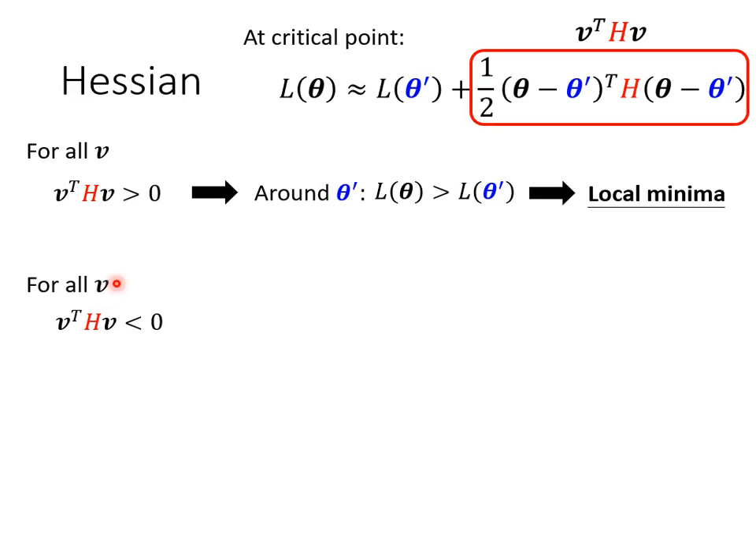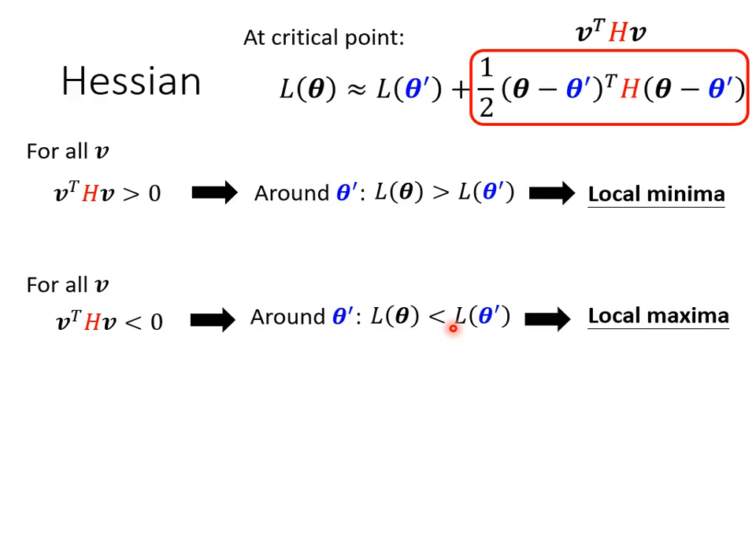On the other hand, for all possible V, if the value of V transpose multiplied by H and V is less than 0, then the value in this red box is always less than 0. In other words, no matter what the value of theta is, the value inside the red box is always less than 0. What does it mean? It means that all the possible values in this red box are less than 0. It means that L of theta is always less than L of theta prime, which means that L of theta prime is the highest point around it. So it is a local maximum.